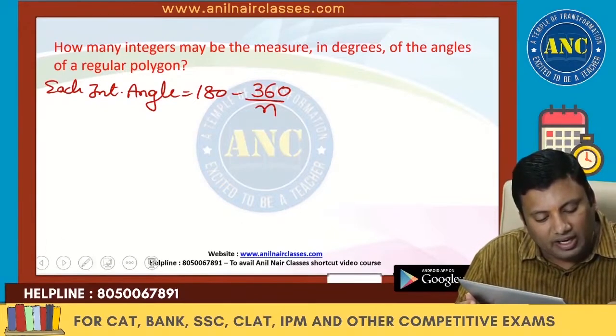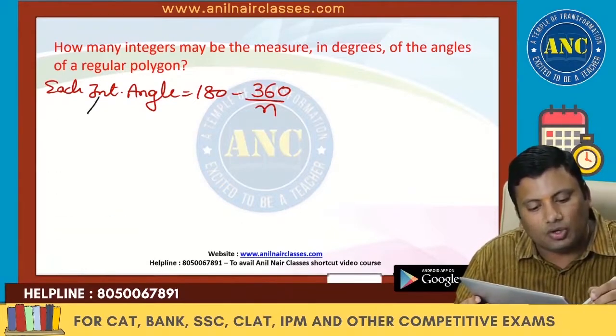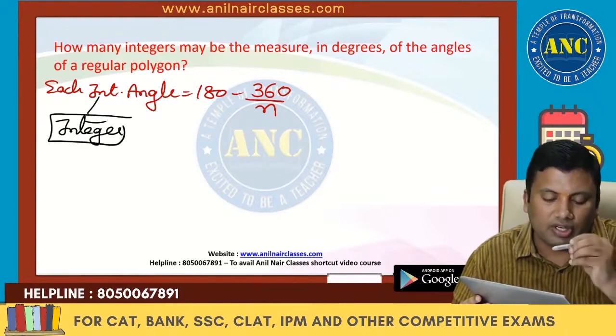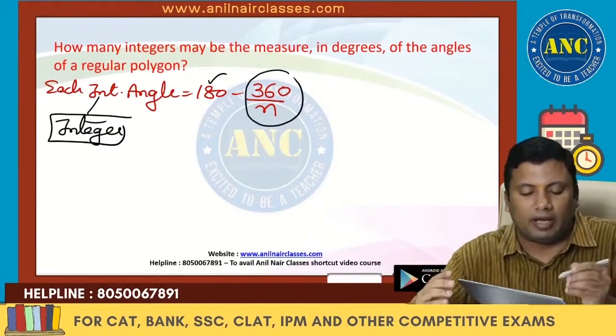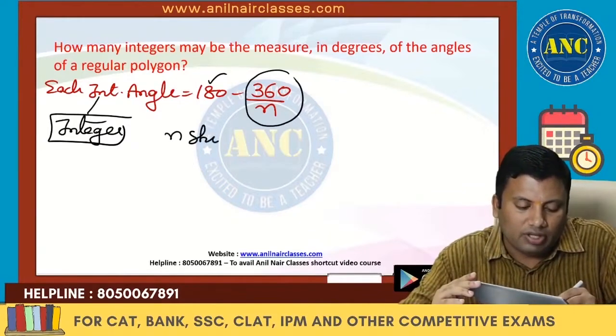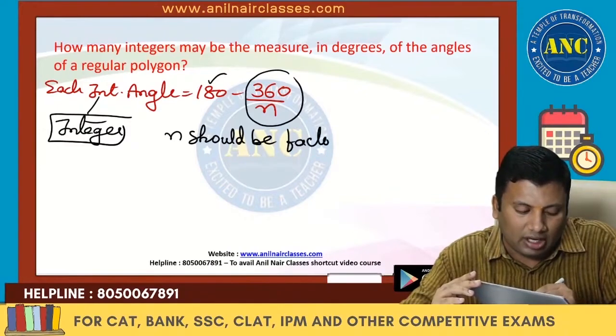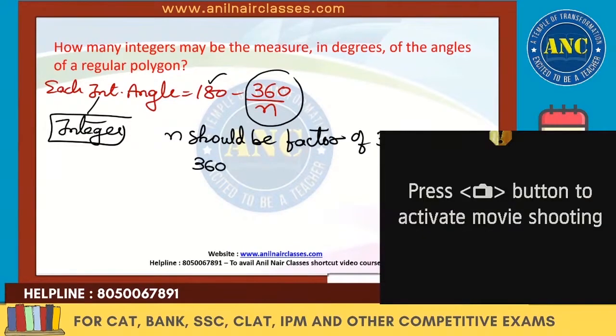What is specified in the question? The interior angle should be an integer. 180 is an integer, so 360 by n should be an integer. N should be a factor of 360. 360 is nothing but 2 cube into 3 square into 5 power 1.